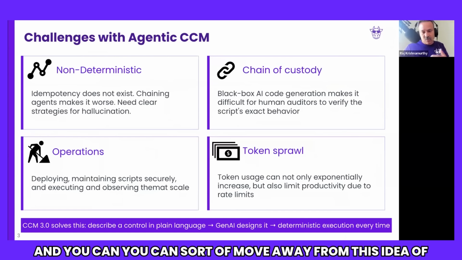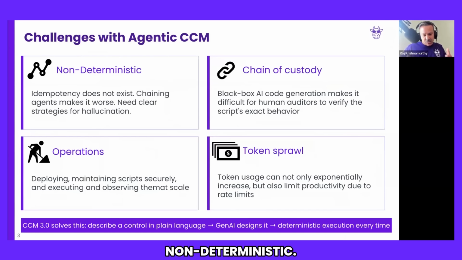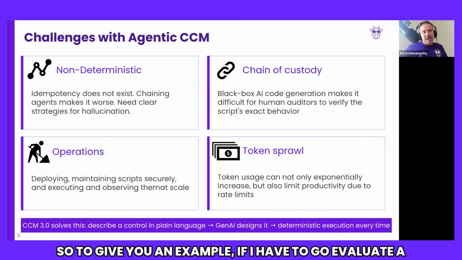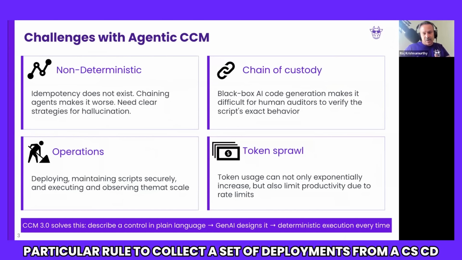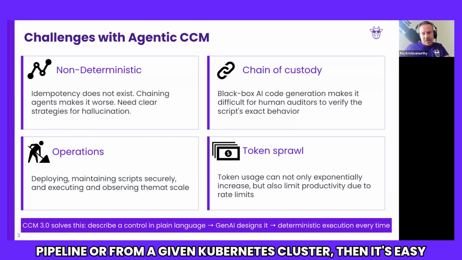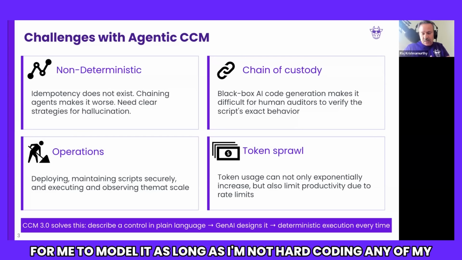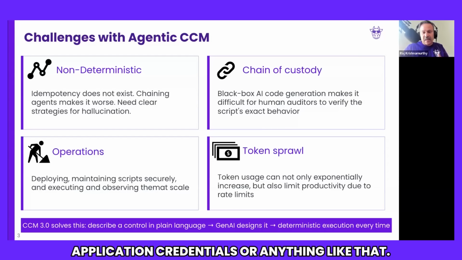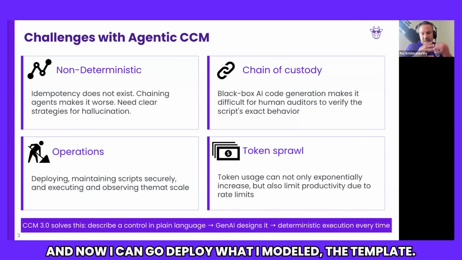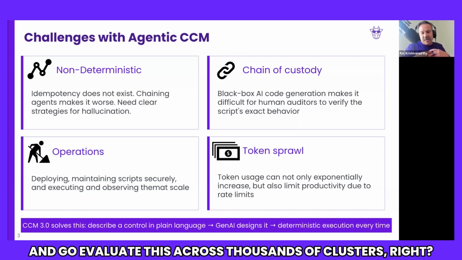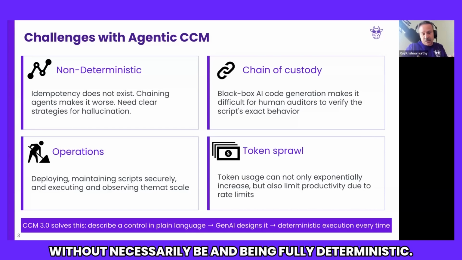And you can sort of move away from this idea of non-deterministic. To give you an example, if I have to evaluate a particular rule to collect a set of deployments from a CI/CD pipeline or from a given Kubernetes cluster, then it's easy for me to model it, as long as I'm not hard coding any of my application credentials or anything like that. And now I can deploy what I modeled, the template, and evaluate this across thousands of clusters, right? Without necessarily being fully deterministic.